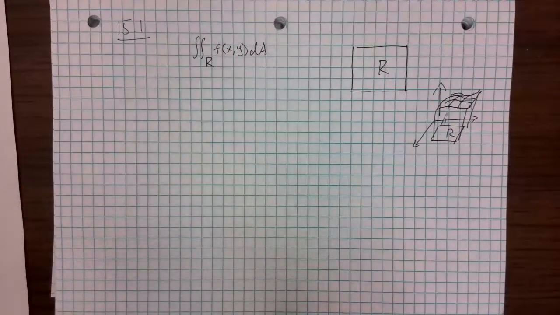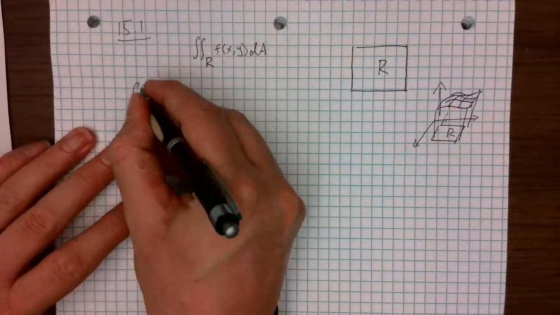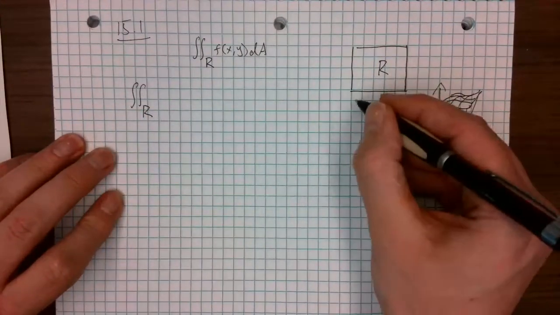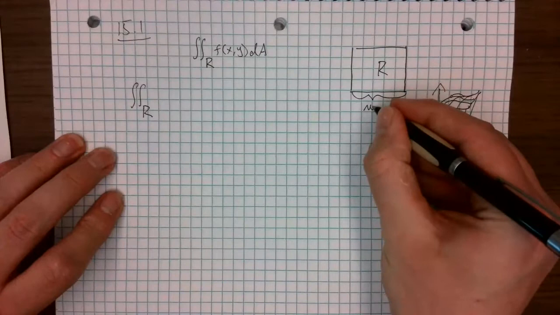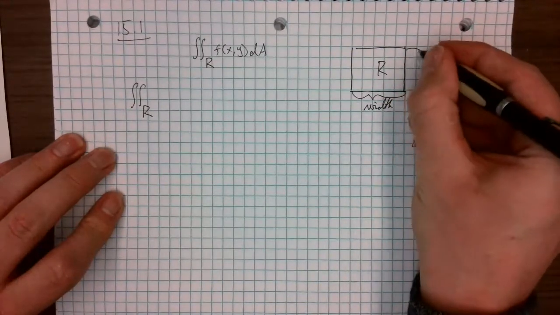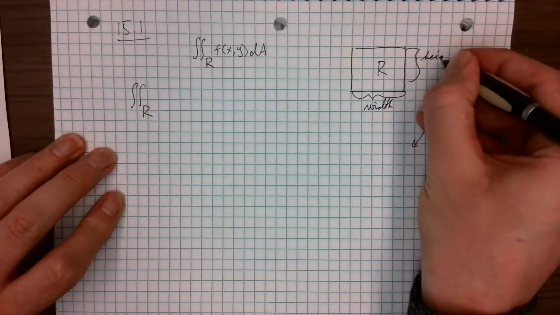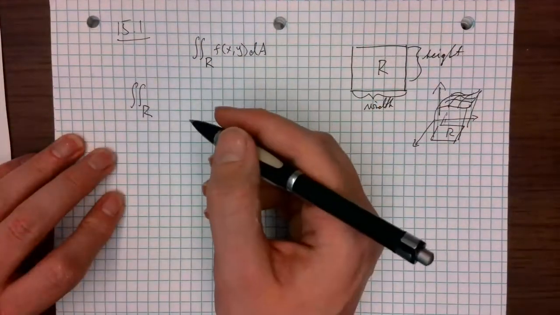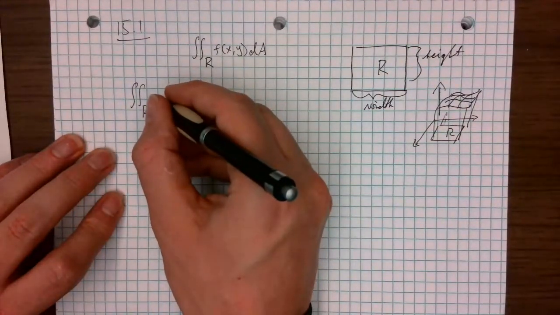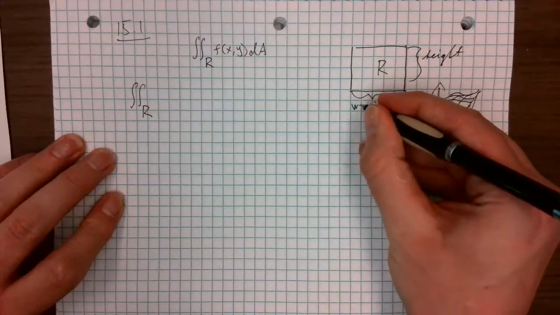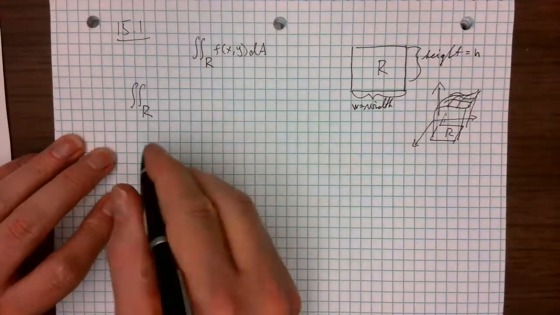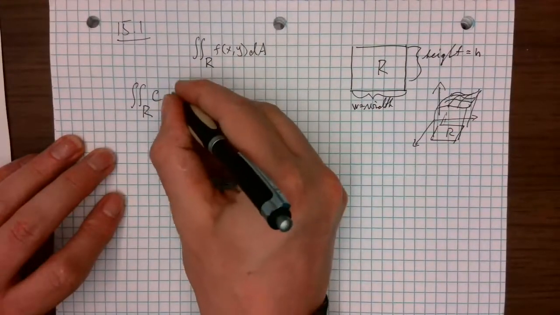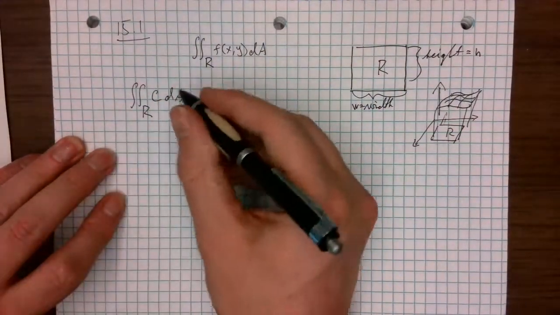So it should be the volume under the graph. For example, we can immediately say, what if R has some width and height? Maybe let me call it W and then H for short, so I don't have to rewrite it. What if we take some constant c integrated with respect to dA?